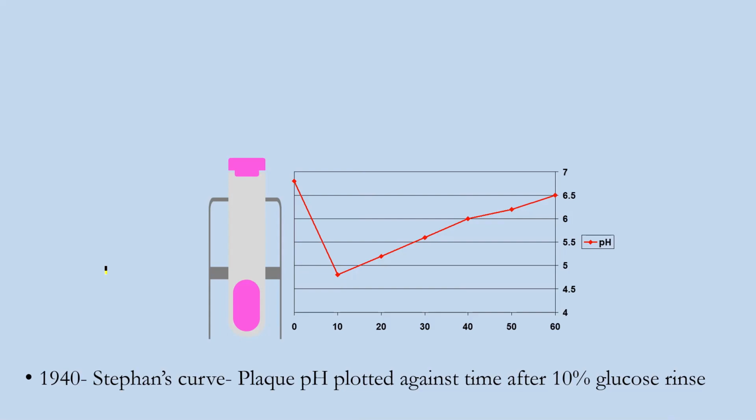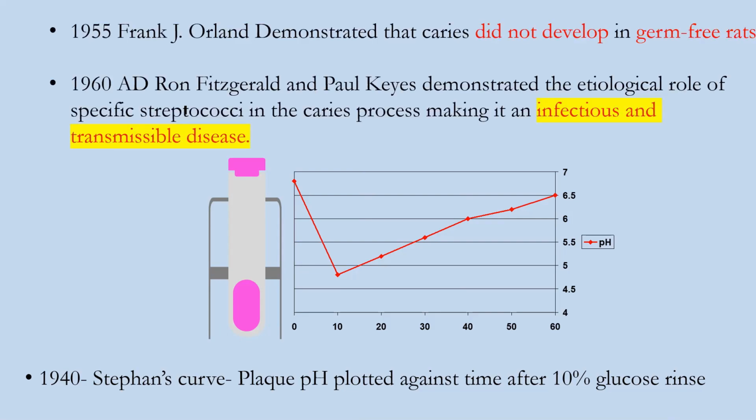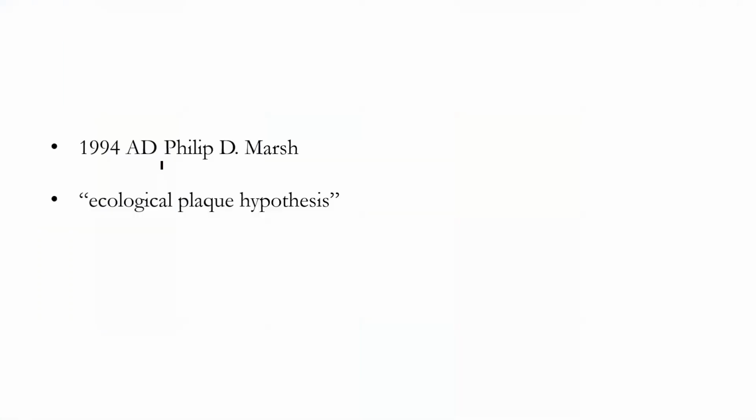In 1955, Frank J. Orland demonstrated that caries did not develop in germ-free rats, the gnotobiotic rats that we already discussed. And in 1960, Fitzgerald and Keyes demonstrated the etiological role of specific streptococci in caries, which is Streptococcus mutans, making it an infectious and transmissible disease. We'll see further proof for this in the next lectures.